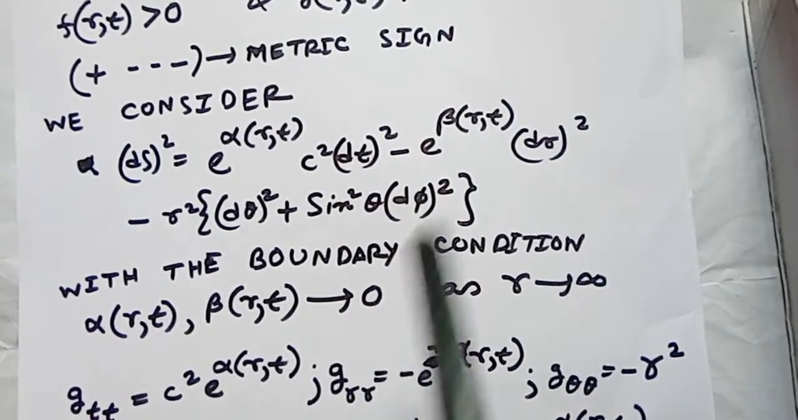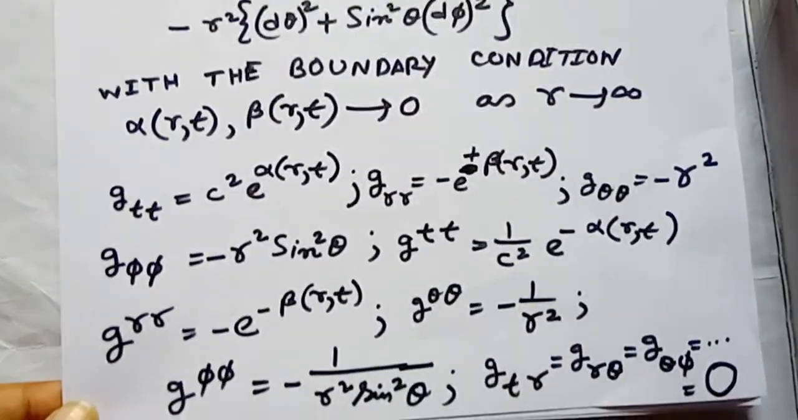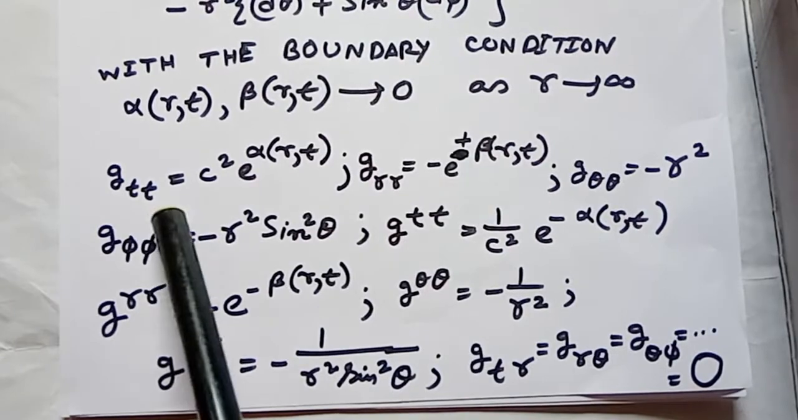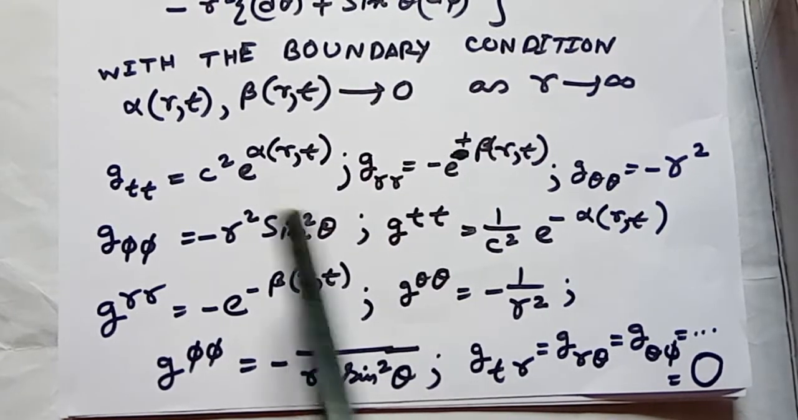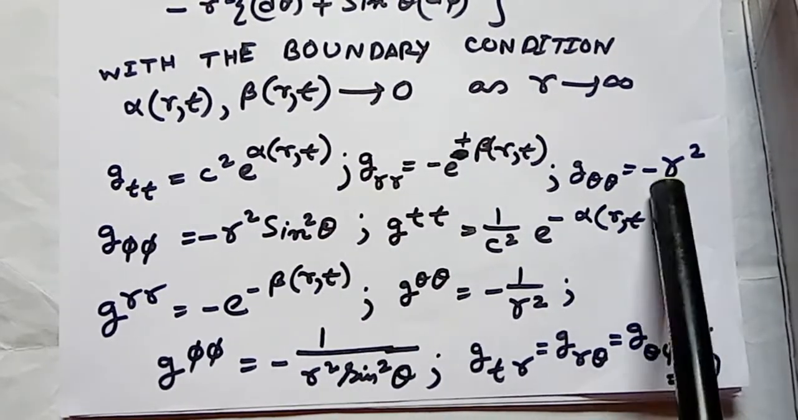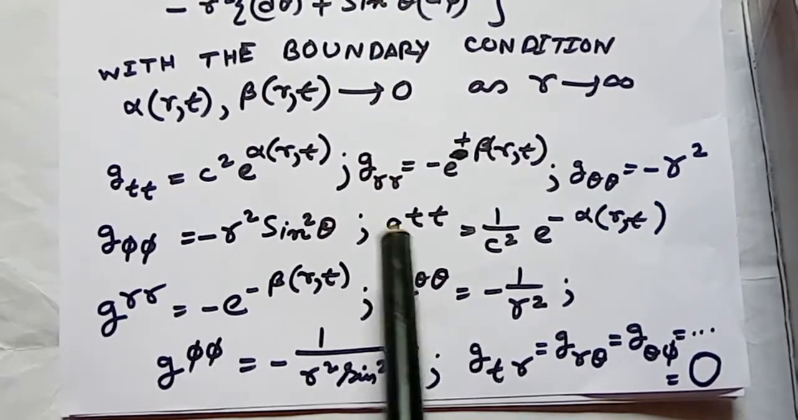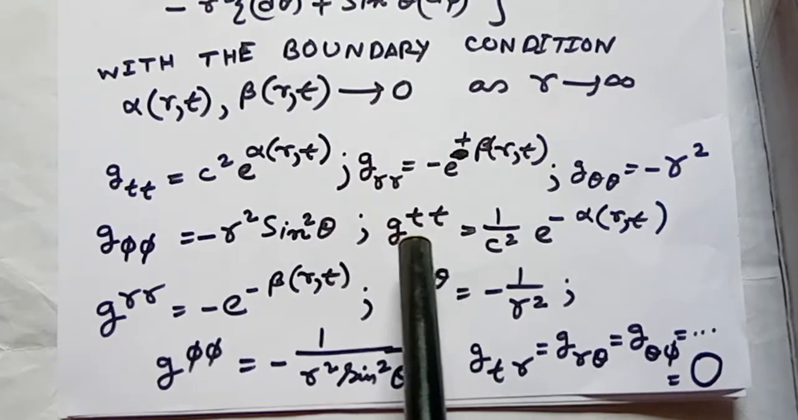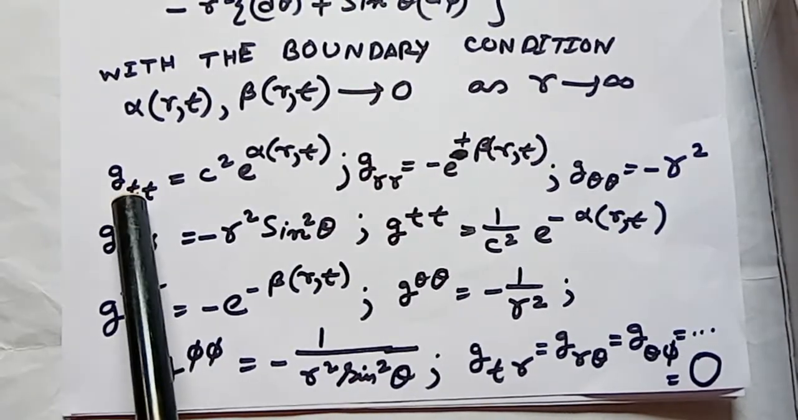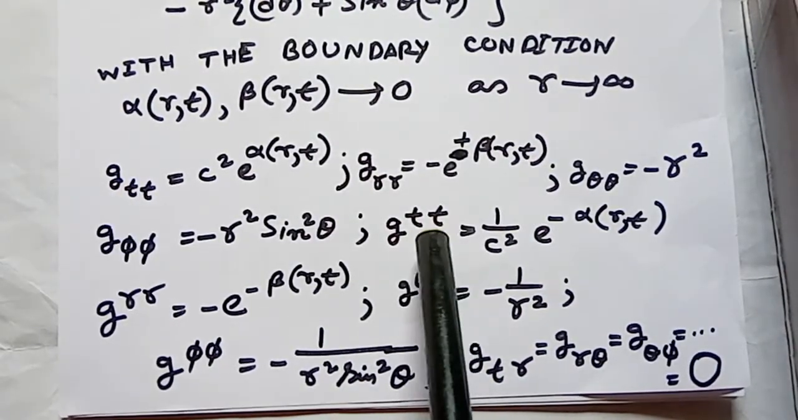Okay, and here one thing you see: g superscript tt is the inverse of g subscript tt. This is a simple assumption. When we divide 1 by g subscript tt, we get g superscript tt.